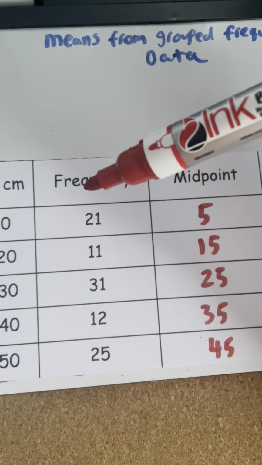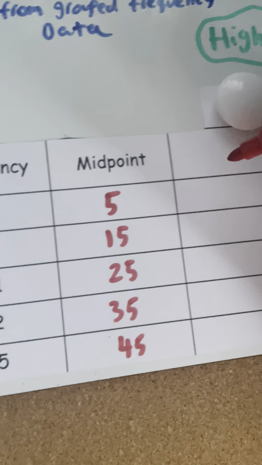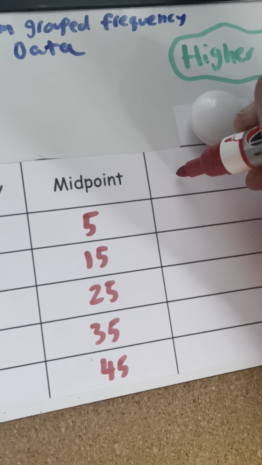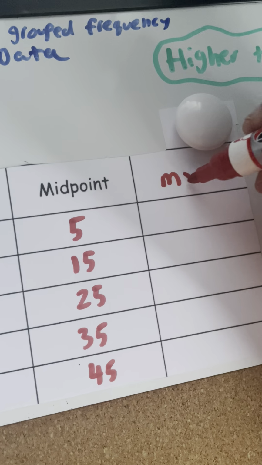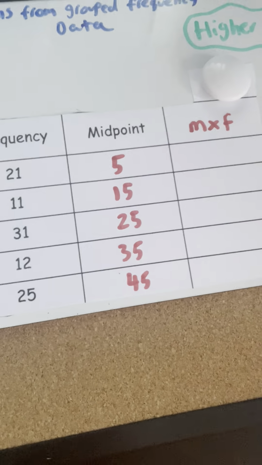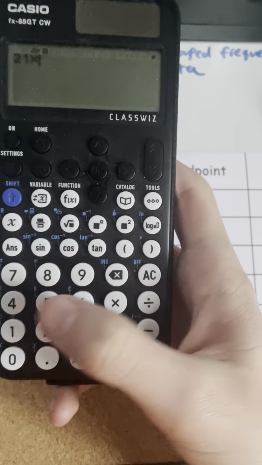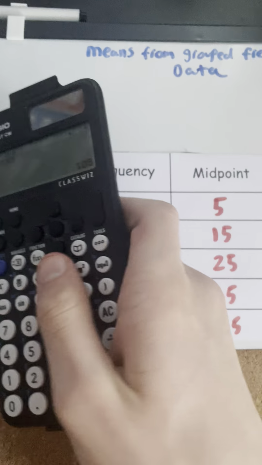So you want to do the frequency times by the midpoint. So you times these numbers together now. This is usually called, I'm just going to write it like this, midpoint times F. Midpoint times frequency. So get your scientific calculator and we're going to times these together. So 21 times 5 is 105.